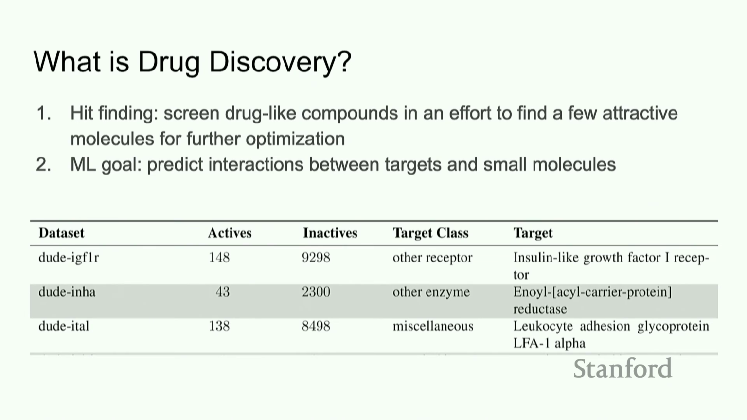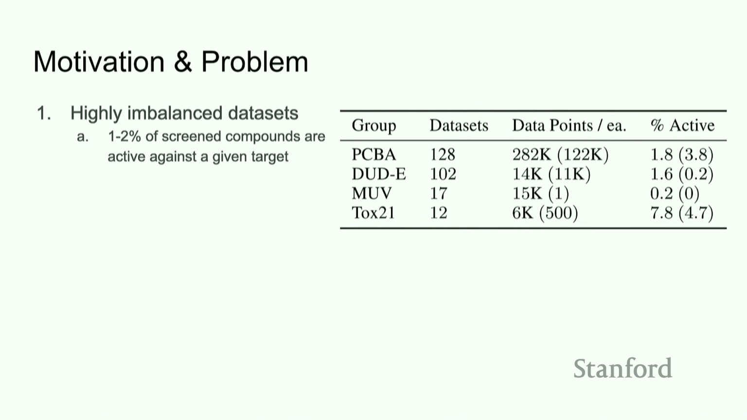For example, in this data set, like the DUD-E InhA, the target might be to find which of the active molecules might be targeting the enoyl reductase. For studying this as a machine learning problem, one of the motivations is that the data sets are extremely imbalanced. In fact, only 1% to 2% of the screened compounds are active against a given target. And we know that these kinds of extremely skewed distributions can cause our machine learning algorithms to have problems.